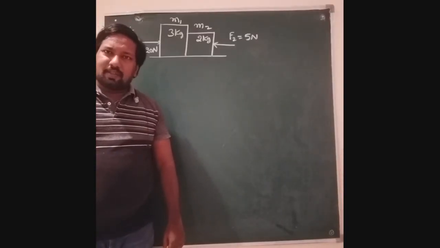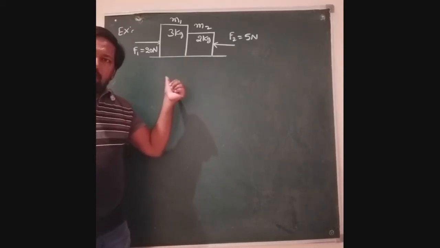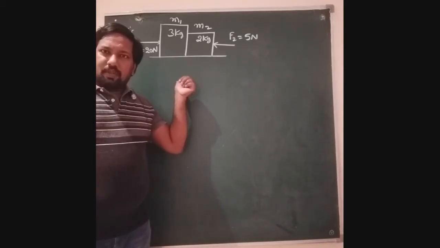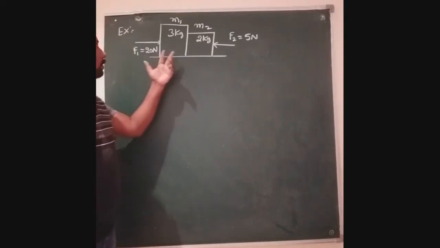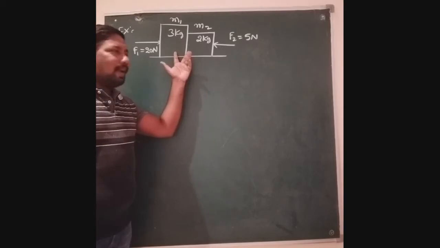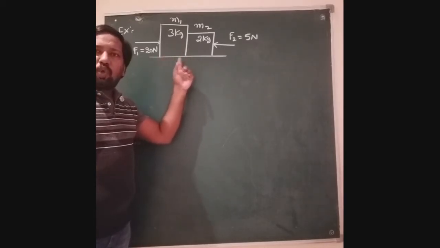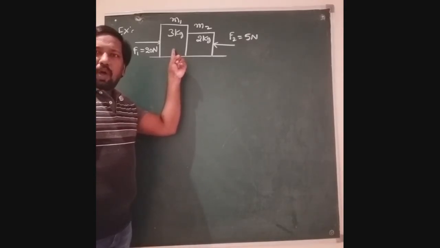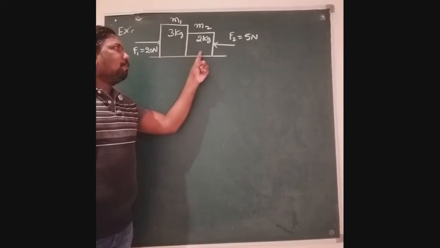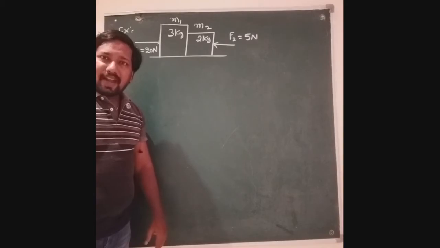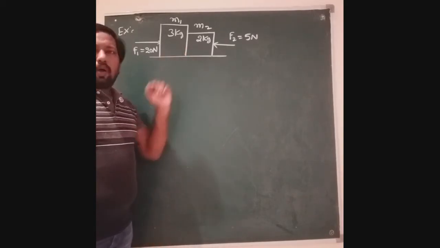Okay, students, this is one of the example problems in the above concept. Here two blocks are in contact with each other, lying on a smooth horizontal table. This is the first block of mass m1, that is 3 kg, and the second block of mass 2 kg. Now two forces are acting on the two blocks.